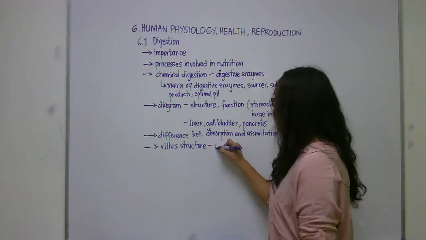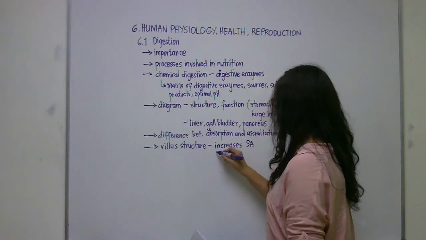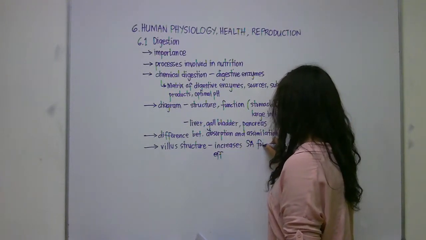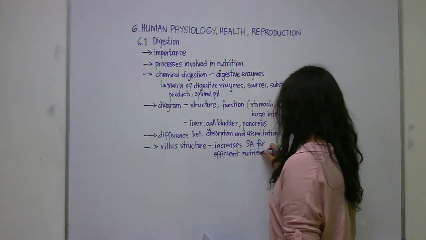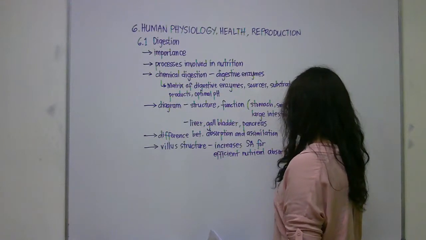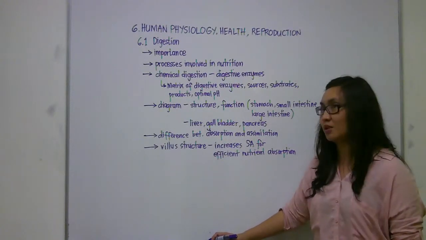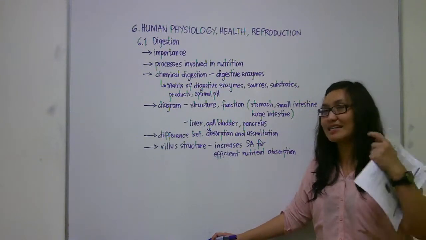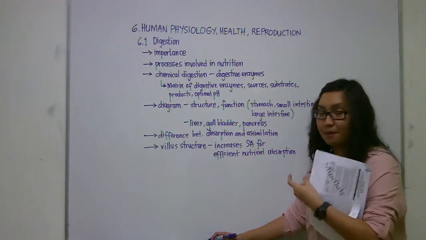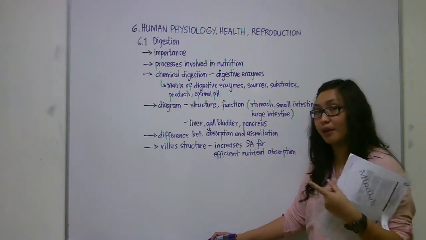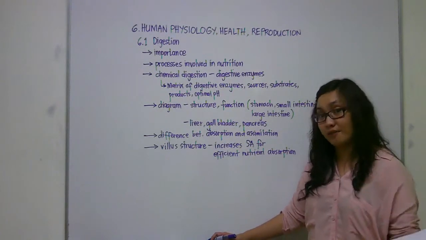So: increases surface area for efficient nutrient absorption. There are certain structures still present in the villus, and we have to dissect each and every structure. For example, the epithelium of the villus contains microvilli. The microvilli further increase the surface area.